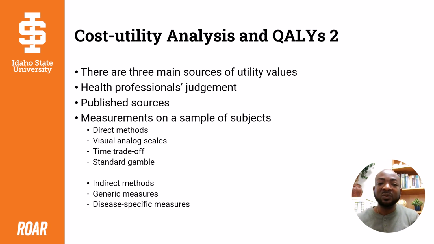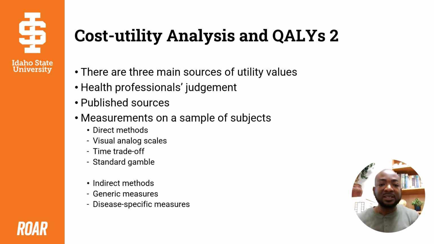Thus, 2 years of living with severe anxiety will be measured as 2 times 0.6, which is equal to 1.2 QALYs. An intervention that will restore someone from severe anxiety to perfect health for 2 years would have a QALY gain of 2 minus 1.2, which is equal to 0.8 QALYs.